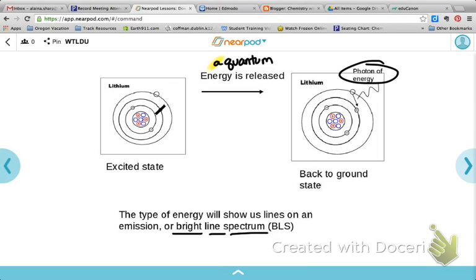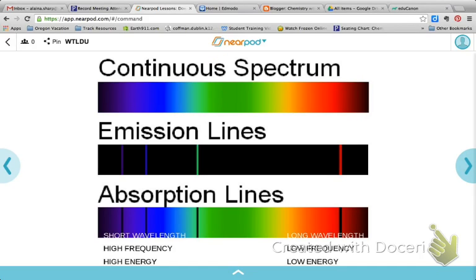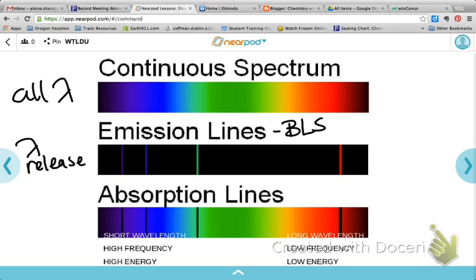Here's an example of 3 different types of spectra. And a spectra is just something that shows all of the possible wavelengths. You have a continuous spectrum at the top, and this is just visible light, because obviously that's the only type of light that our eyeballs can process. So up here we have all the wavelengths. In an emission spectrum, this is a bright line spectrum that we were just talking about. These are wavelengths released. And in an absorption spectrum, these are the wavelengths absorbed.